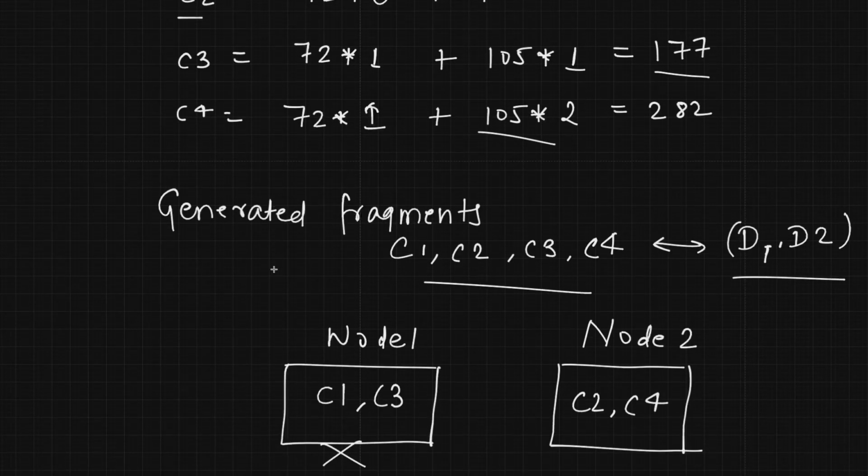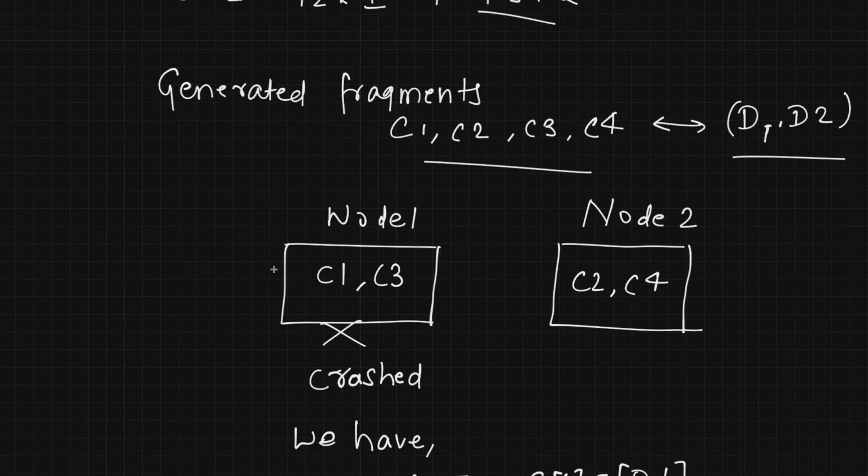Now, what are my generated fragments? C1, C2, C3, C4, which are 72, 105, 177 and 282, and my original data was 72, 105. Now, while storing the data, I will keep C1 and C3 in one node and C2 and C4 in another node.